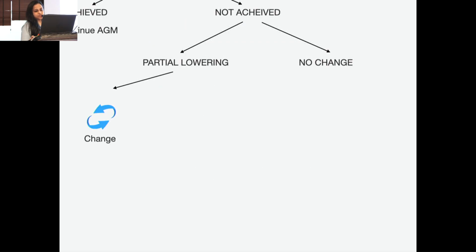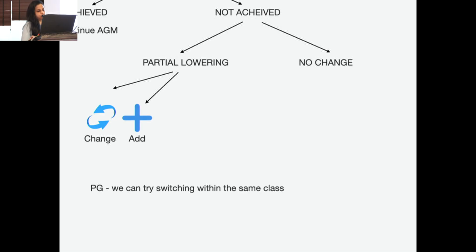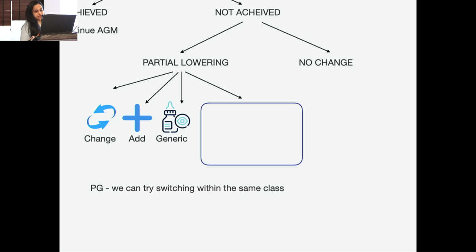And when there is no partial lowering, you can always either change or add the drops. In partial lowering, we know that that particular drop is acting, so generally we add another class of medication. Or if it's a generic one, you can change even to the branded ones. And if nothing's working, you can go for SLT, trabeculectomy or KDB. SLT is a very good option. It works best in virgin eyes. But even with a single medication, if you want to stop that medication, SLT really works in open-angle glaucomas.